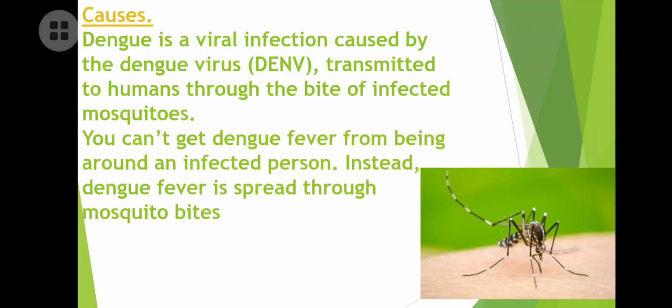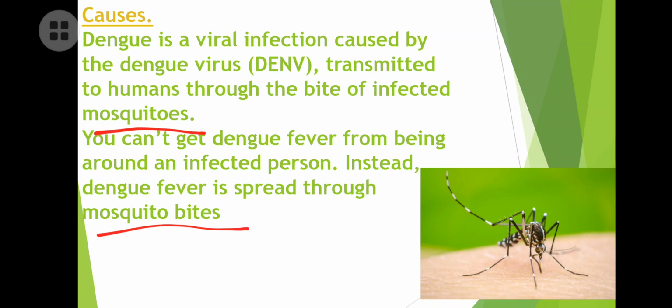Causes of the dengue virus. See, dengue is a viral infection. I have told you it is caused by the dengue virus transmitted to humans through the bite of an infected mosquito. Basically, the cause of dengue is the female mosquito, Aedes aegypti. The female mosquito is the major cause here. And I have told you, you can't get dengue fever from being around an infected person. Instead, dengue fever is spread through mosquito bites only. Okay, we have discussed this.